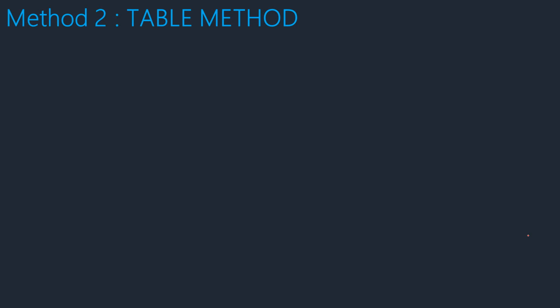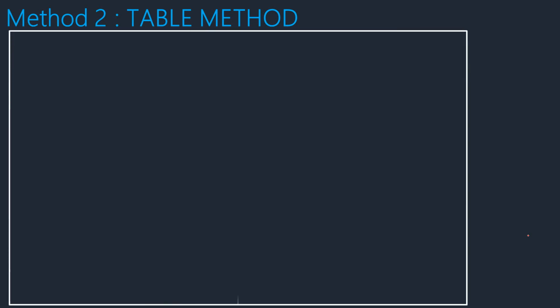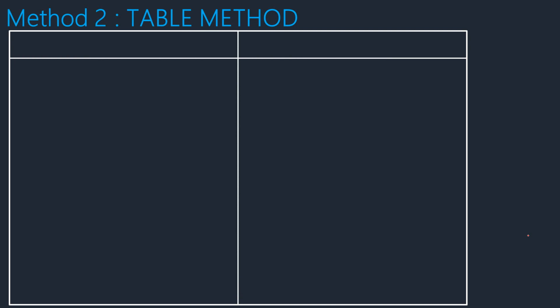So method 2 is the table method. We have our table, and we shall have 2 columns. In the first column, we put the time taken for the decay, and then the mass remaining. Please note, this is not just the mass, but the mass remaining. Initial time is 0. That means when time is 0, you have the original mass, m0.